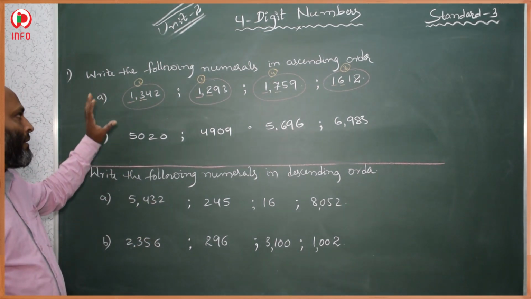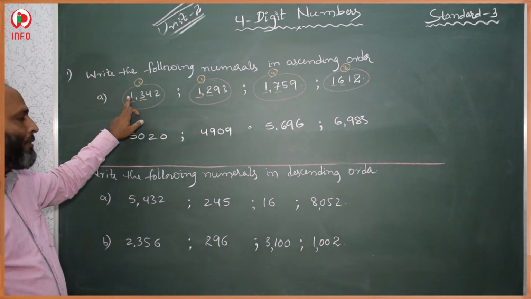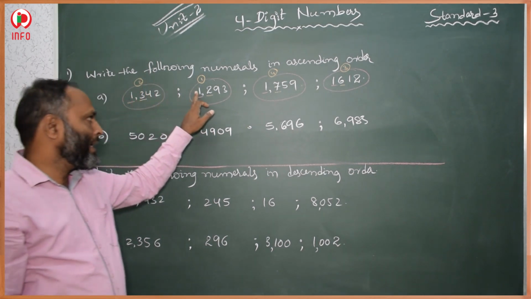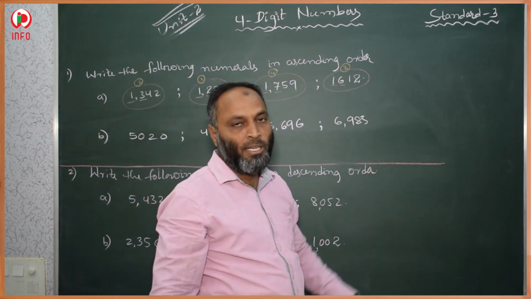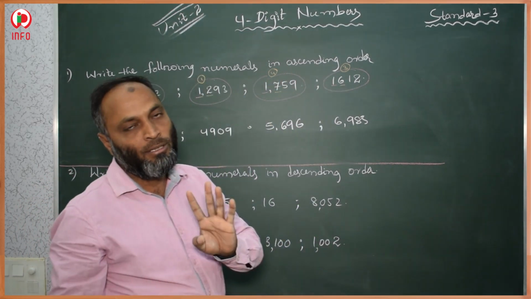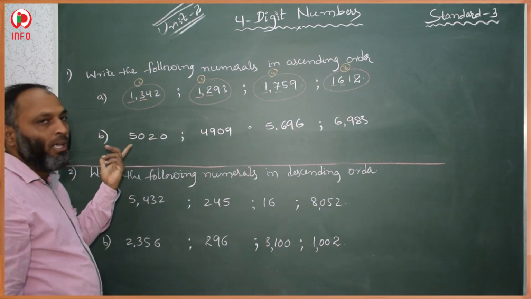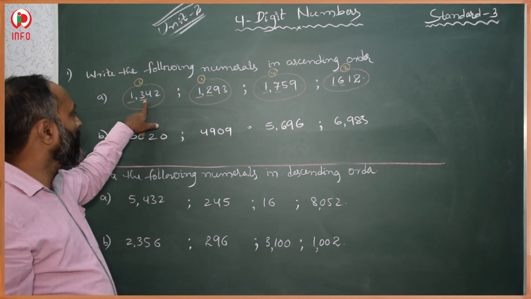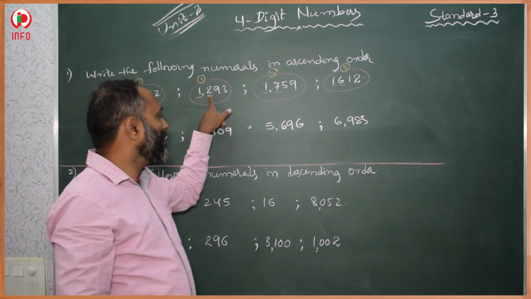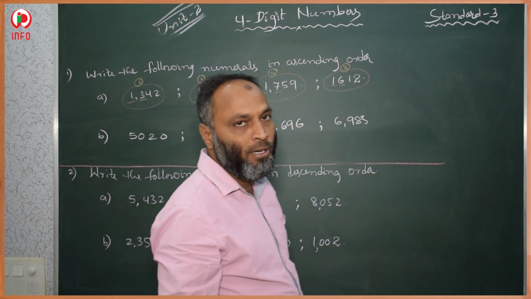First we have to check the thousands place values. Here in the first number 1 is there, in the second number 1 is there, in the third number 1 is there, in the fourth also 1 is there. In all 4 numerals, the thousands place is 1. So now we go for the hundreds place. In the hundreds place, 3 is there in the first one, 2 in the second one, 7 in the third one, and 6 in the fourth one.